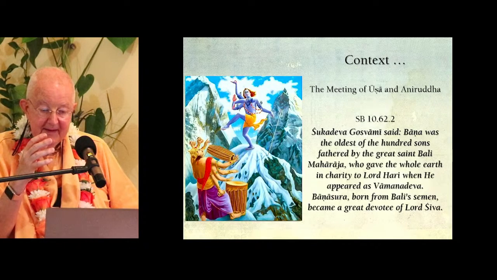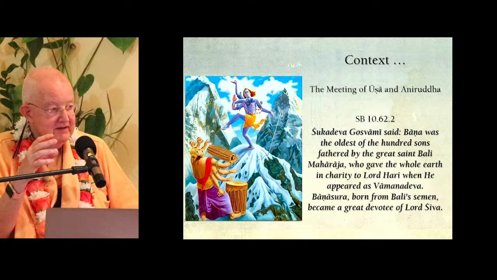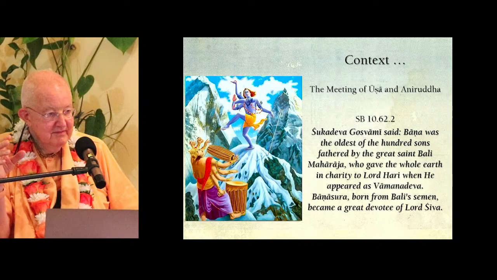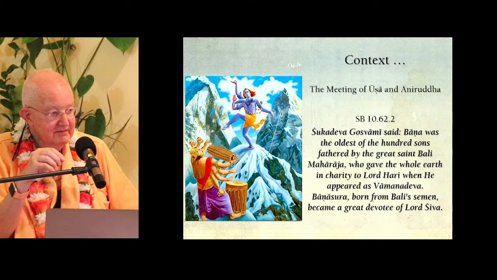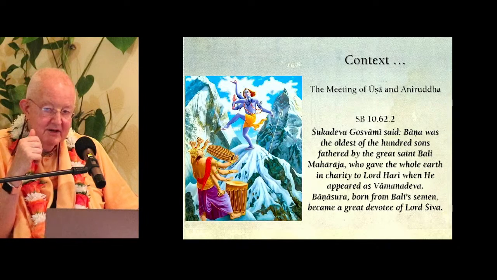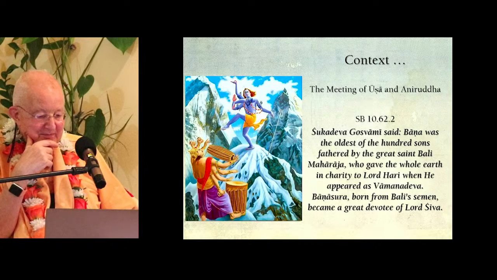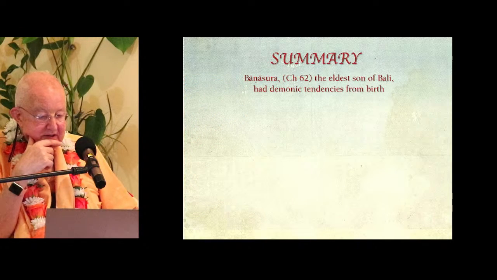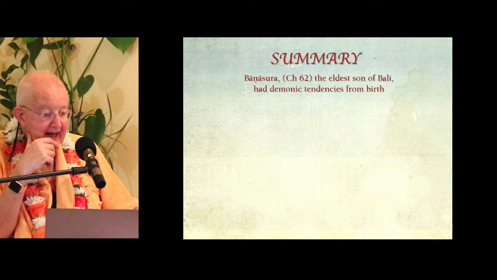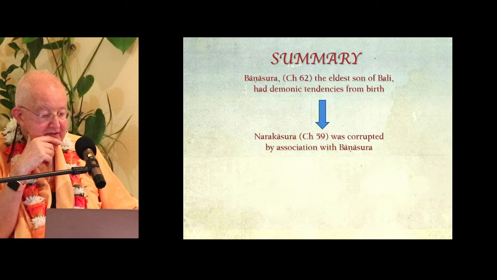He was proud. He was corrupt from the outset. This is the key. Bana associated with Naraka. Naraka corrupted Dvivida. Bad association is a problem, especially if you've offended Lakshman. That's a big problem. So there's a little chronology. The chronology goes like this. Banasura, the eldest son of Bali Maharaj, had demoniac tendency from birth. He was already corrupt. Banasura associated with Narakasura.